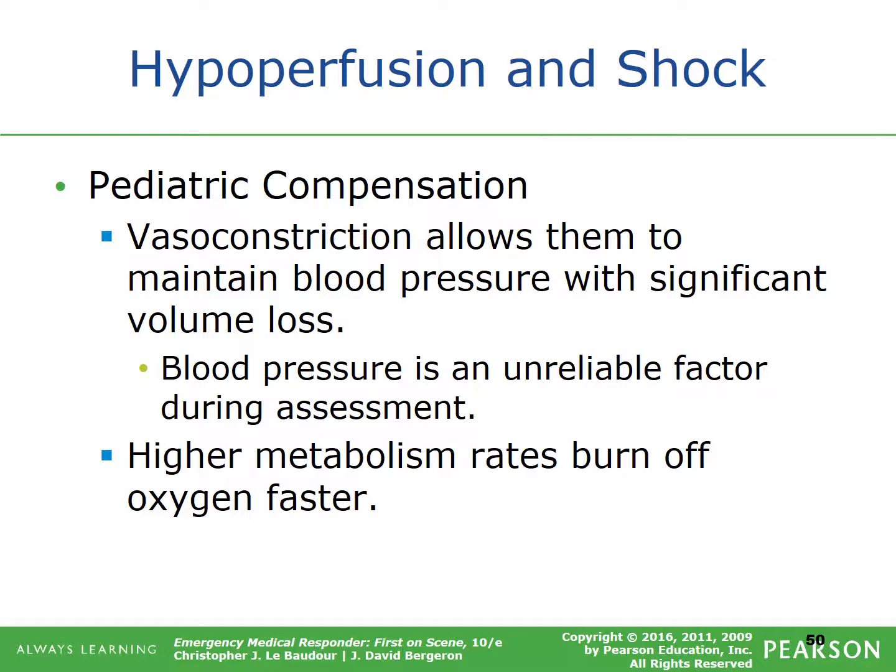Children will also rely heavily on vasoconstriction to compensate for volume loss and can maintain blood pressure with relatively less volume than adults. Blood pressure is therefore an unreliable indicator of shock in pediatric patients. Pediatric patients have higher metabolic rates, requiring more regular perfusion to sustain normal function. Shock is among the leading killers of pediatric patients. Recognition of hypoperfusion and compensation among children is very important for the emergency medical responder.